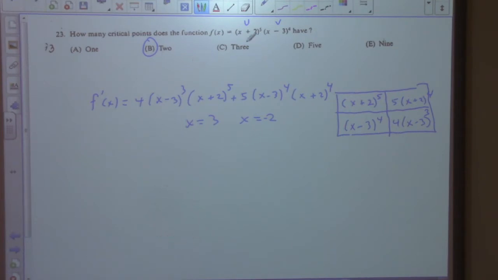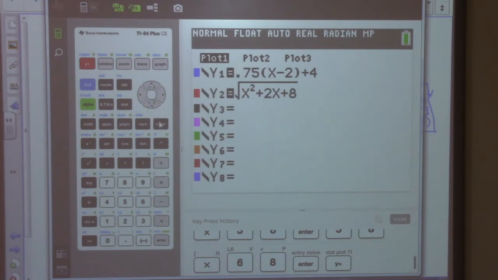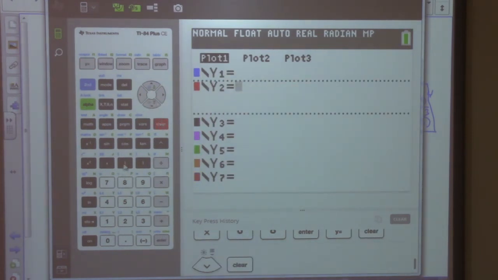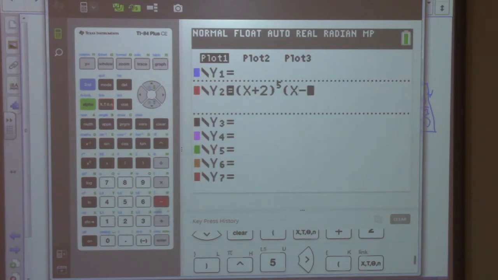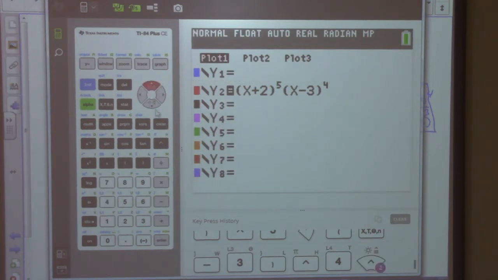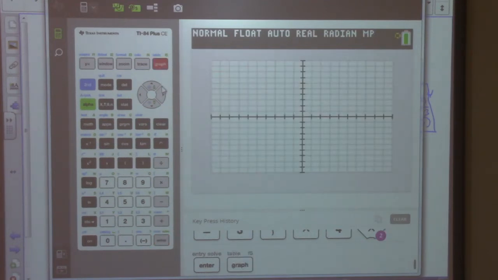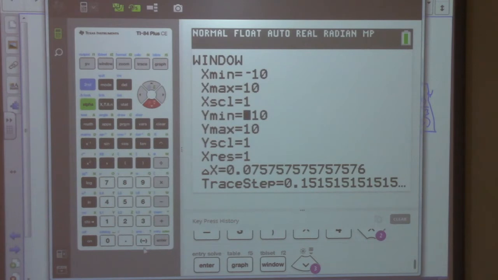So anyway, we got quantity x plus 2 to the fifth times quantity x minus 3 to the fourth. Basically, the critical numbers we had on that were good as far as it went. But then we graph and we see, yes, -2 and 3 definitely are critical numbers, but we missed one because the function is going to be way up here. We're not talking about a vertical asymptote here either.